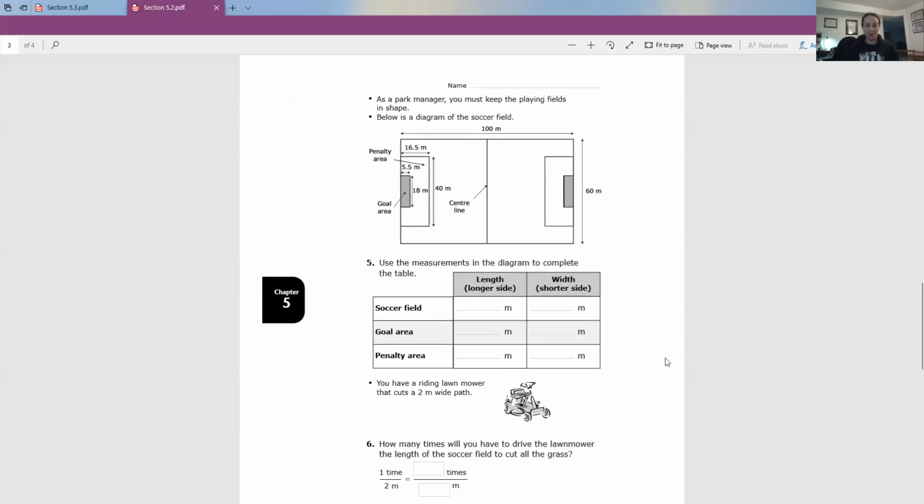Question 5, this is where we start to look at your soccer field. You're going to answer part 5 on your own, which is this box, and you're going to need the diagram up at the top. The diagram is a pretty good measurement of a soccer field, and you have to pretend that you're a park manager who has to take care of this soccer field.